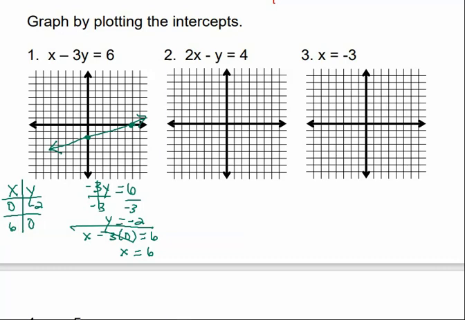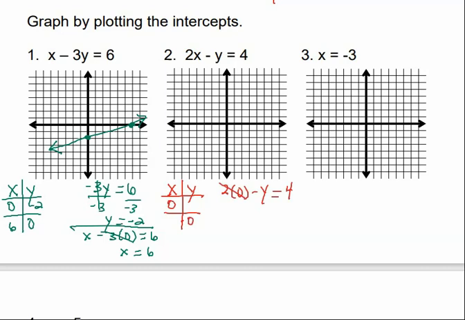I'm going to do the same thing with number 2. I'm going to make a 0, 0 chart by plugging in 0 for x and then coming back and plugging in 0 for y. So if I plug in 0 for x, this is what I have, and 2 times 0 is 0.